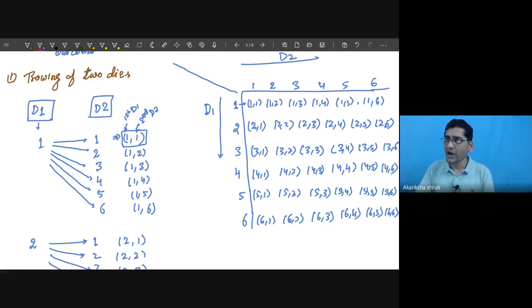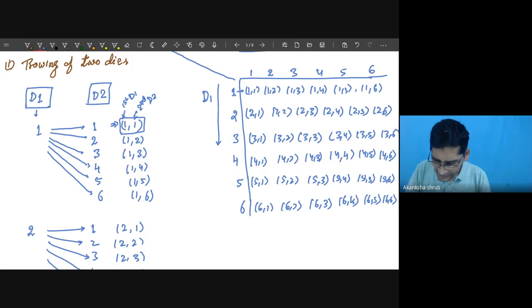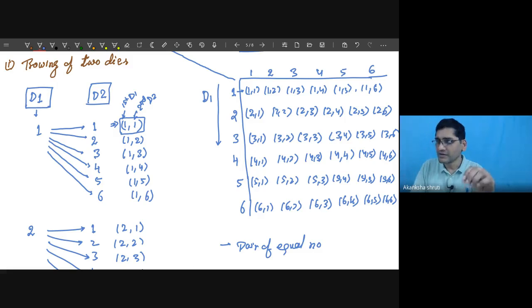Now for these outcomes, various conditions are imposed. Say getting the paired number, or a pair of equal numbers. This pair of equal numbers is also called a doublet. Okay, means two of the same number.